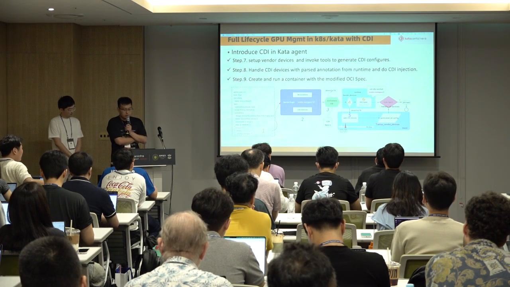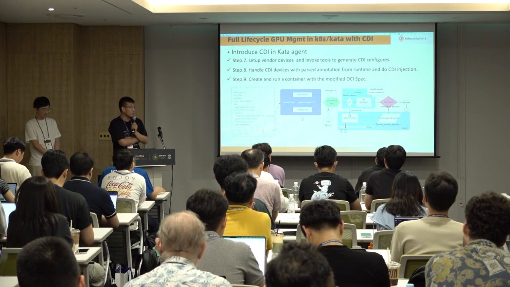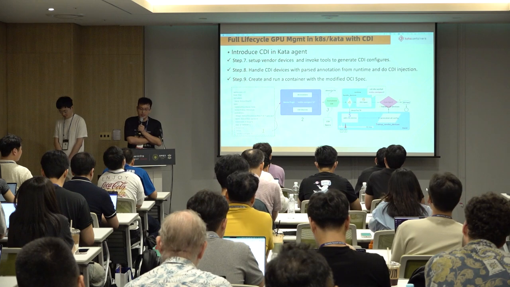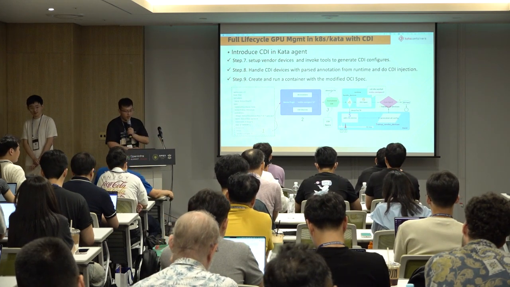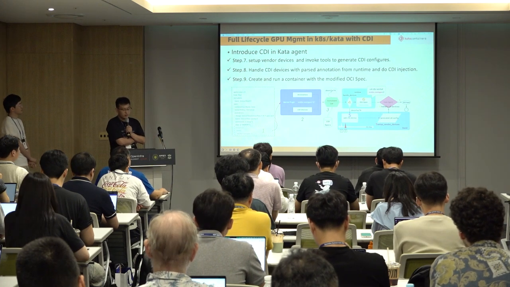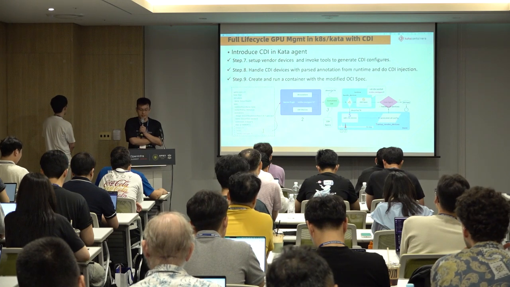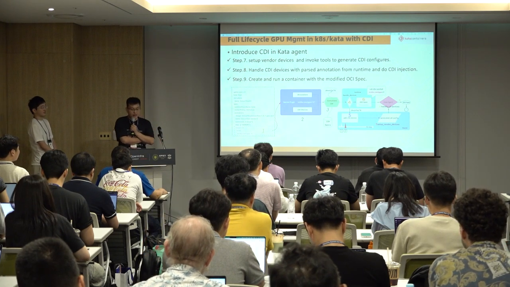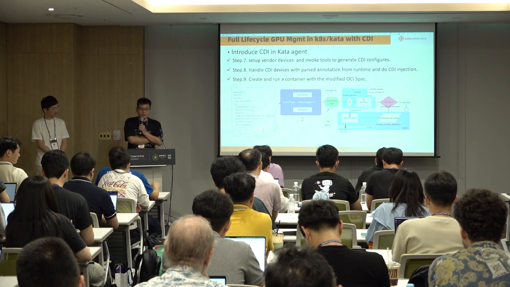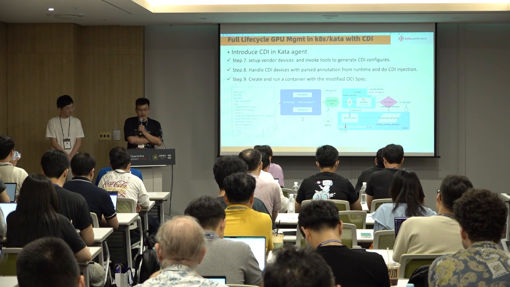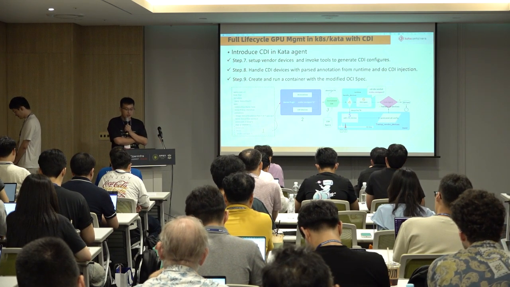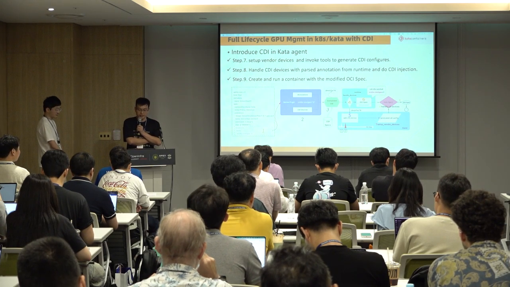Next, when a VFIO device is passed through and the annotation is updated, the container create request will be forwarded to the Kata agent. The Kata agent will then invoke the setup of vendor devices, and vendor tools will also be called to generate CDI devices. Then it handles CDI devices with the parsed annotation from the runtime and does a CDI injection. The last step is to create with the modified OCI spec and run a container with the GPU passed through and the drivers passed through into the container.